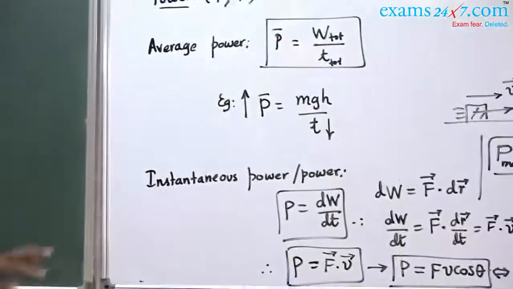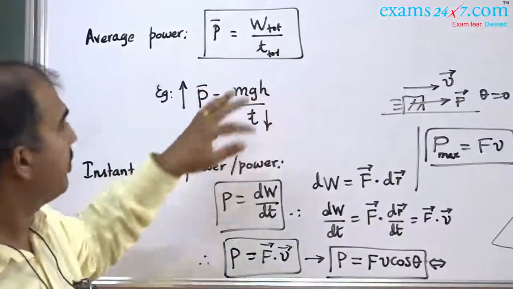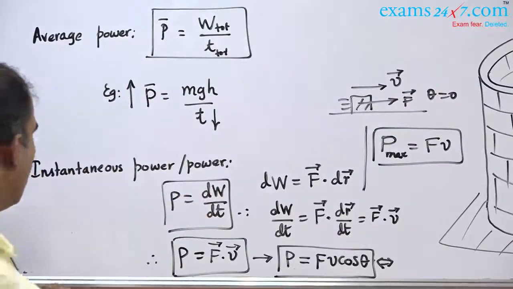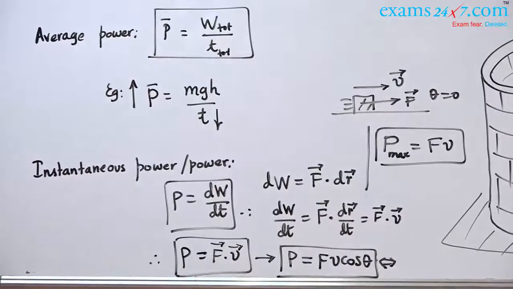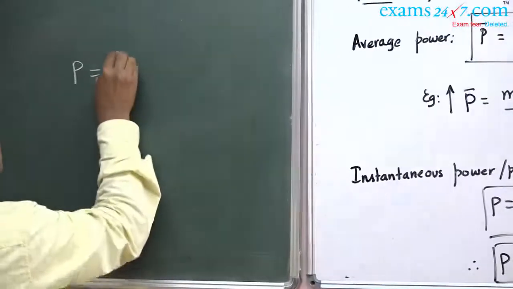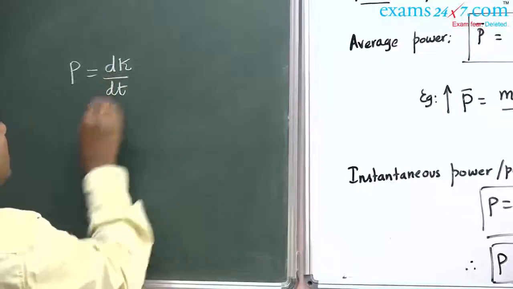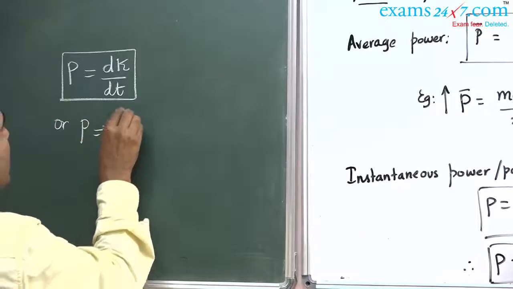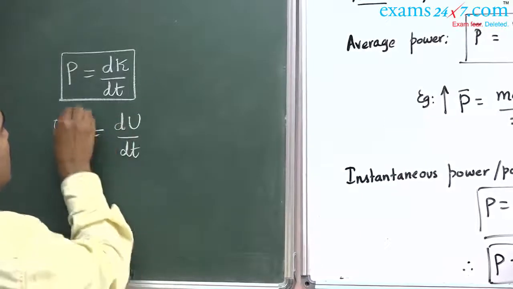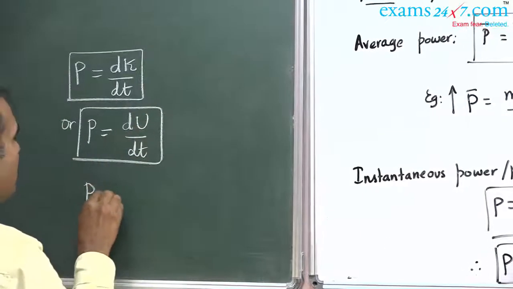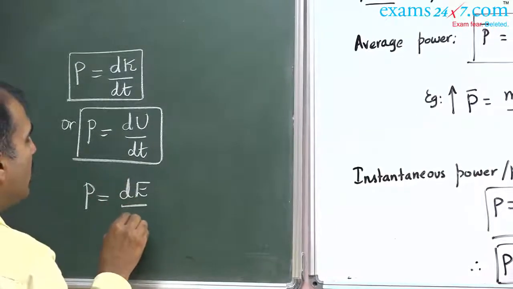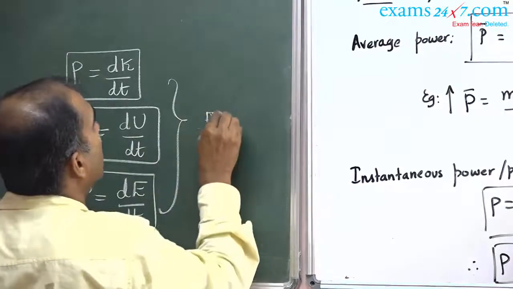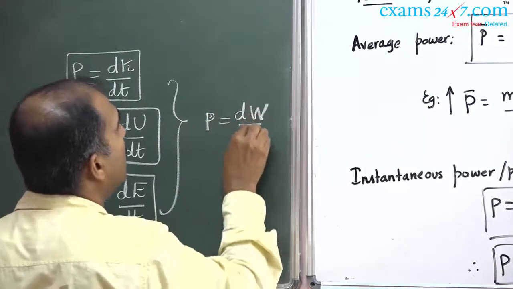So you can see power is the rate of doing work, and it can be understood in a variety of ways too. Rate of doing work or rate of change of kinetic energy. So instantaneous power can also be written as the rate at which the kinetic energy changes, or the rate at which the potential energy changes, or the rate at which the total energy changes, and so on, in addition to the rate of doing work dW by dt.